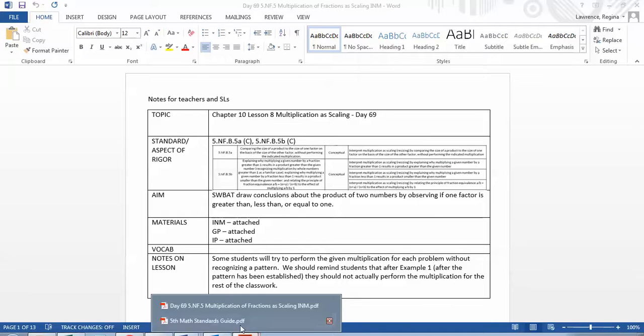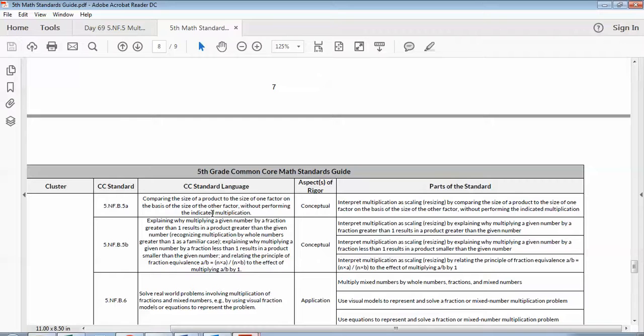So I'm going to open up our Math Standards Guide. This lesson is aligned to 5.NF.B.5a and 5b. Go ahead and take 30 seconds to review these two standards.